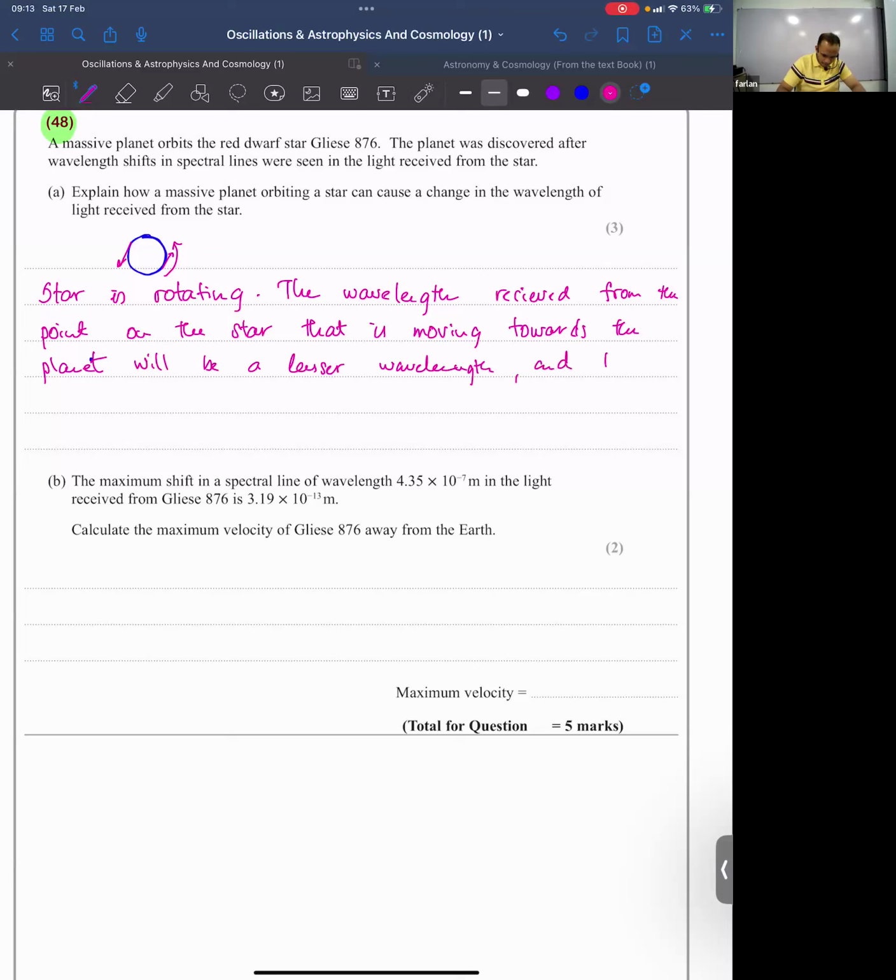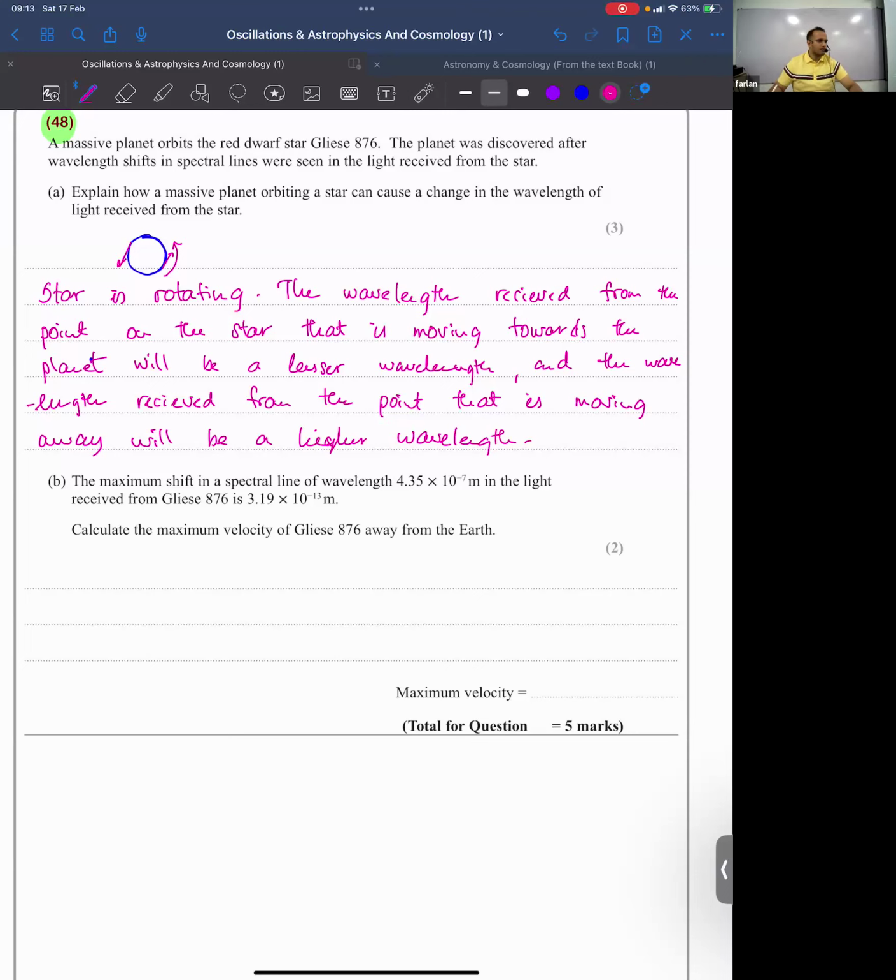and the wavelengths received from the point that is moving away will be a higher wavelength, according to the Doppler effect.